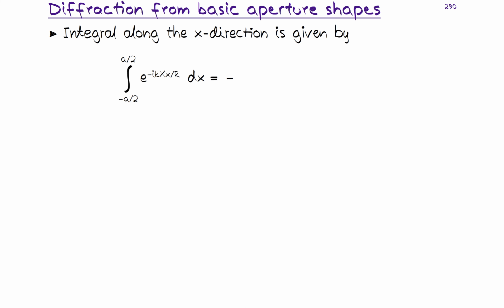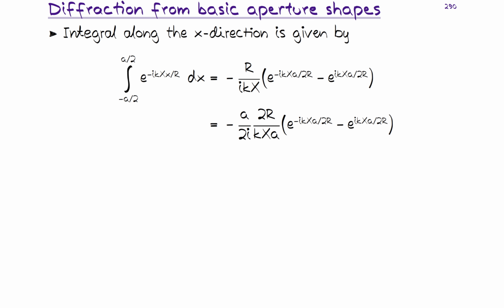And now we can actually perform this integral, and what we get out is that we have this multiplier coming out from here, and then we have the minus r per ikx here, and then we perform the integrals. We place in the values of a over 2 and minus a over 2 in there to calculate the proper integral, and this is what we get out. And we can shuffle terms here so that we get a formula that we have 2 times the 2r divided by 2i times kxa. And then we have the exponents inside the parentheses again.